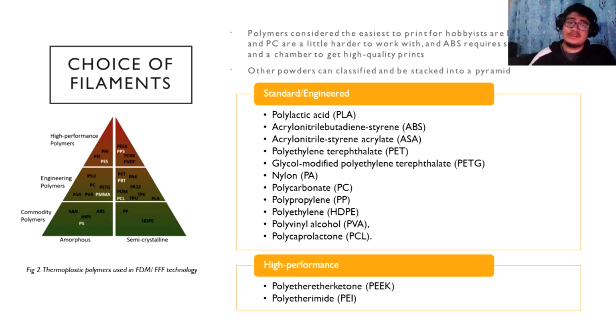As you can see, polymers considered easiest to print are PLA and PETG. PA and PC are a little harder to work with, and ABS requires stable temperature and a chamber to get high quality prints. Other polymers can also be classified into a pyramid, which have the same classifications of amorphous, semi-crystalline, and layered by high performance, engineering, and commodity.